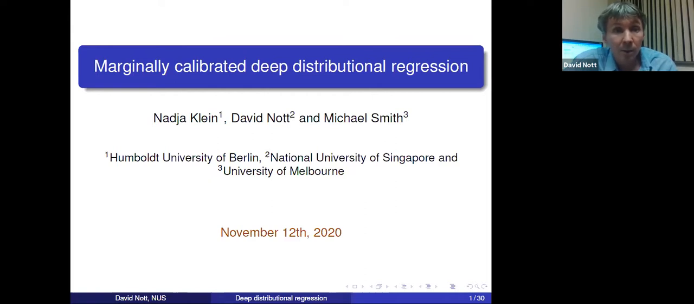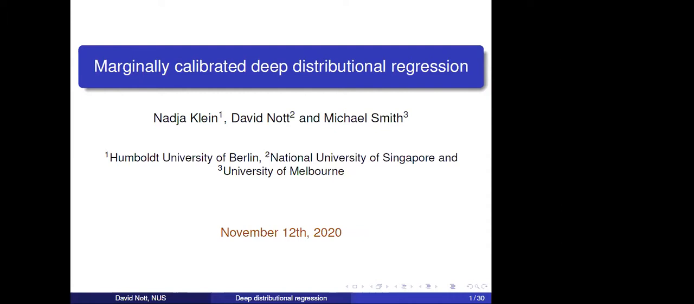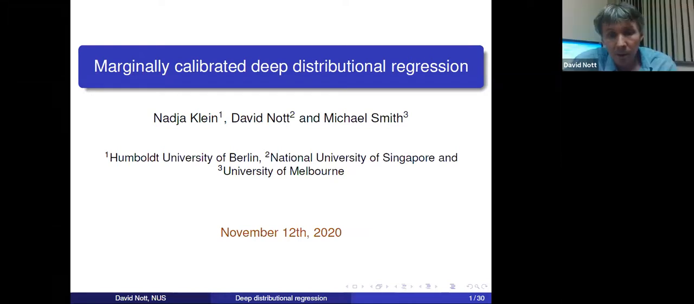The particular method I'm going to talk about is motivated by the desire to achieve a certain kind of calibration in predictive inference. The particular kind of calibration we'll consider here actually has an interesting interpretation in the context of regression approaches to likelihood-free inference. This is joint work with Nadja Klein from Humboldt University of Berlin and Michael Smith at University of Melbourne.